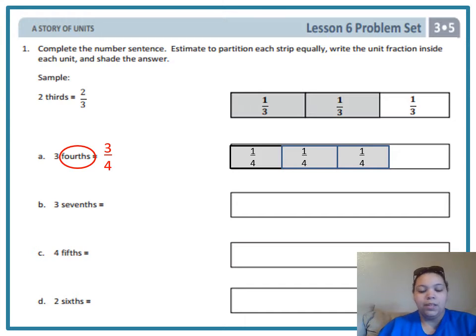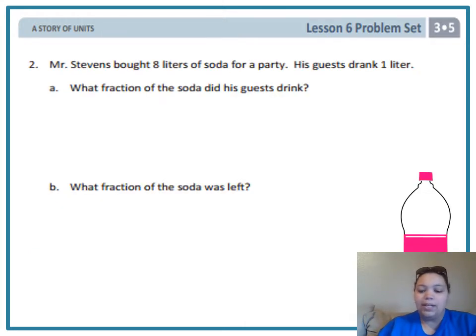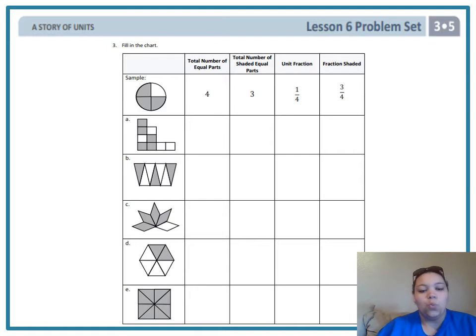All right, we're going to skip ahead and go over to the back side, and we're going to answer one more question together. So it says, find the total number of equal parts. Okay, so let's count. 1, 2, 3, 4, 5, 6, 7, 8, 9. There are 9 equal parts. Okay. Next part says the total number of shaded equal parts. 1, 2, 3, 4, 5.